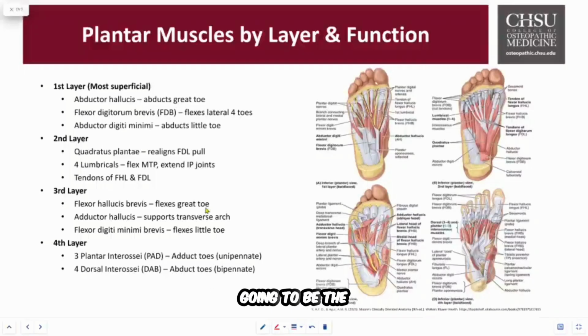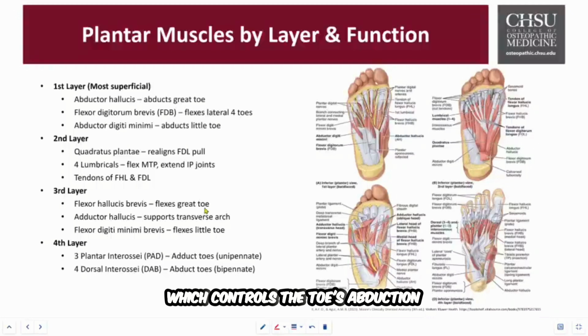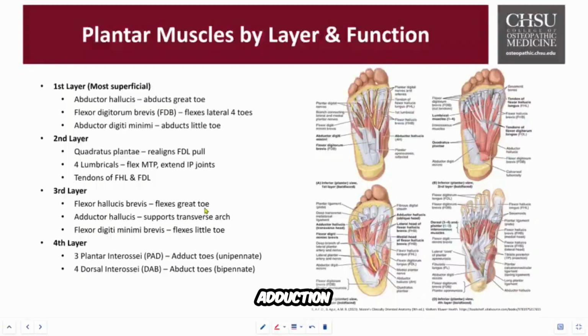The fourth layer is going to be the PAD and DAB: the plantar interossei adduct, PAD, and the dorsal interossei abduct, DAB, which controls the toes' abduction. So the plantar is for adduction, and the dorsal interossei is for abduction. Just remember the mnemonic PAD and DAB.